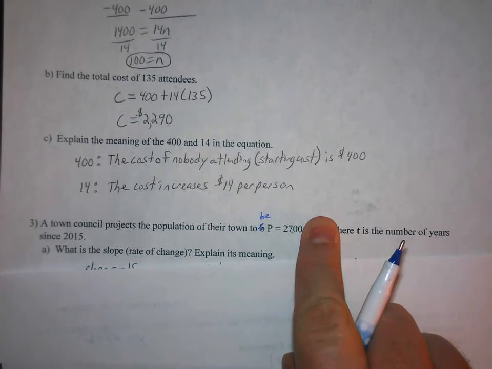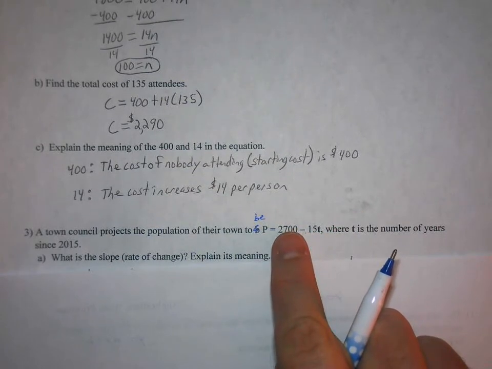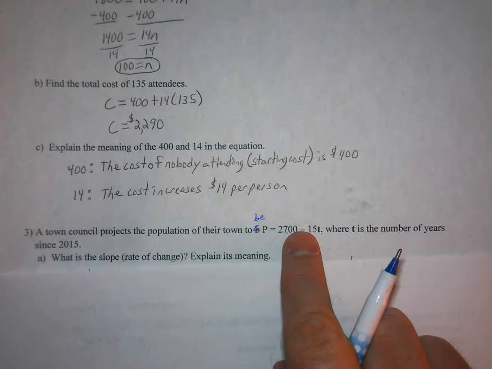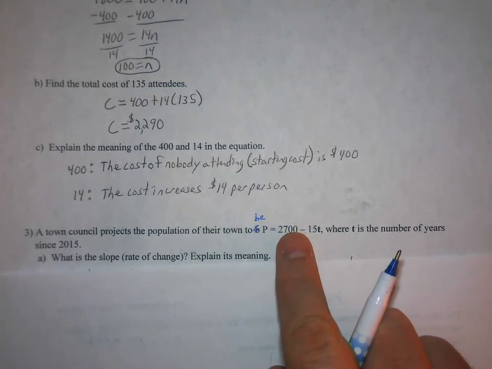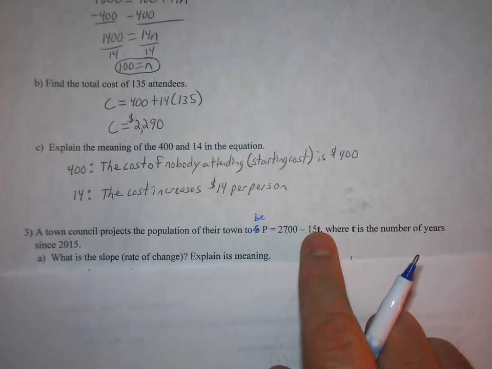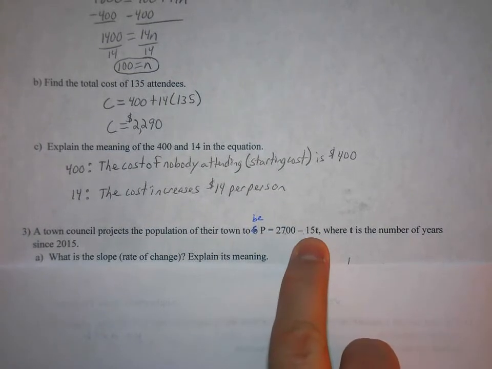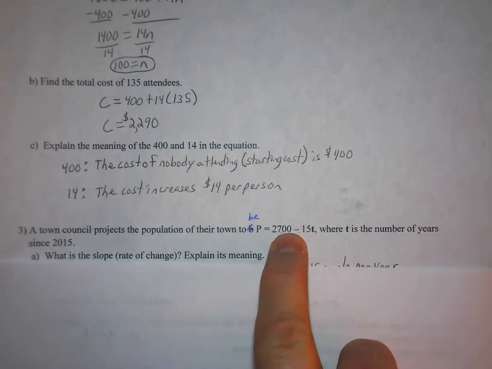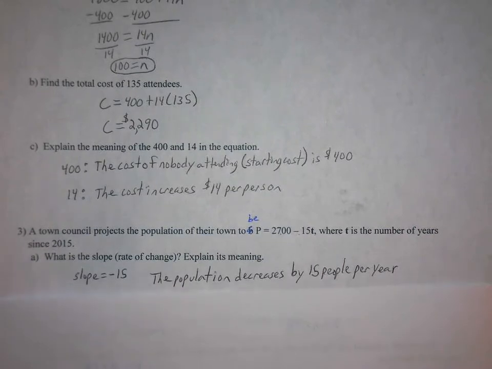So 2,700 people. In 2016, so after 1 year, what's happened is we started at 2,700, but then we subtracted 15 people once. So now you're down to 2,685. The year after that, in 2017, now T is 2, so we're 2 years past 2015. You would take away 15 twice from that 2,700 starting value. So that slope, that minus 15, tells you the population decreases by 15 people per year.